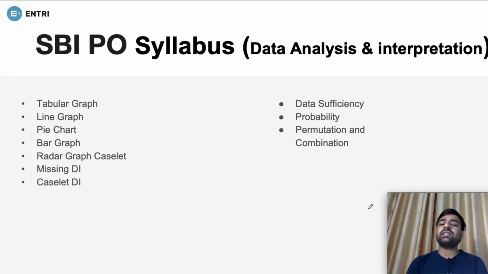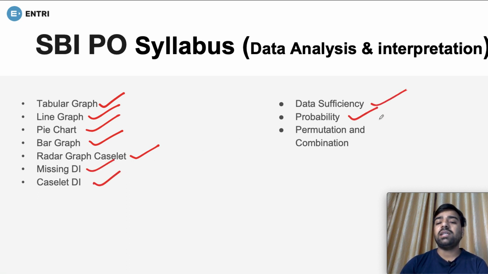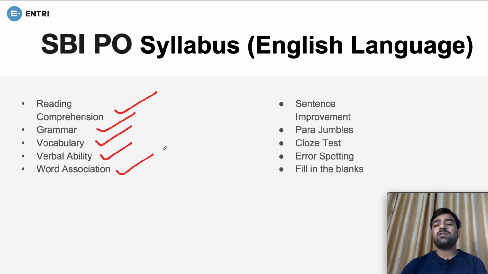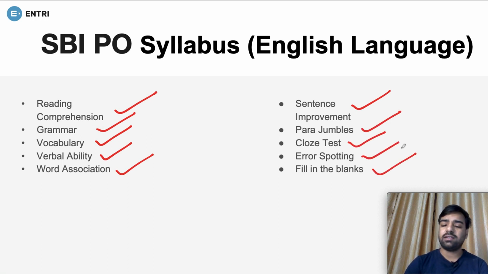Talking about the data analysis and interpretation part, the syllabus is tabular graph, line graph, pie chart, bar graph, radar graph, caselet, missing DI, caselet DI, data sufficiency, probability, permutation, combination. Fine. If we talk about the English language, then reading comprehension is there, grammar part, vocabulary, verbal ability, word association, sentence improvement, para jumbles, cloze test, error spotting and fill in the blanks.